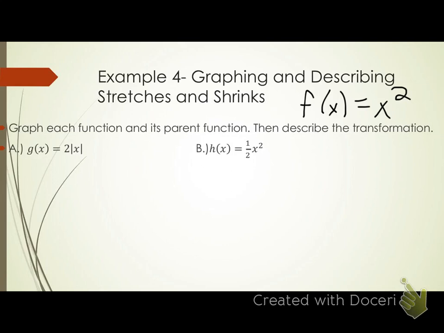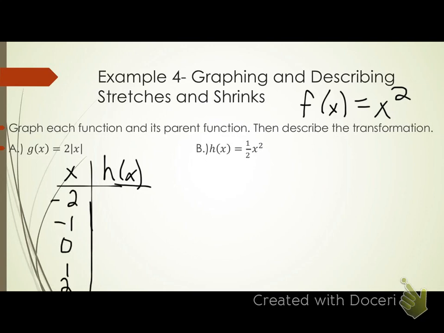X squared. So let's create a table of values for our h of x function. -2, -1, 0, 1, 2. Okay, plugging these values into x for h of x. So I'm going to square my x values and then multiply them by 1/2. Does that make sense? So what's -2 squared? 4. What's 1/2 times 4? 2. My first ordered pair is -2, comma, 2. We okay with that?